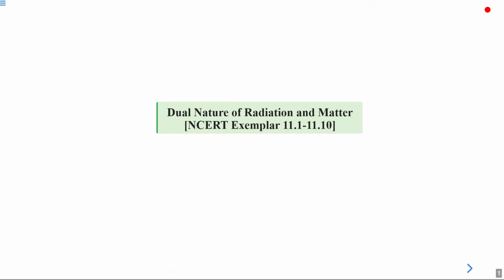Hello students, today we are going to discuss NCERT exemplar of chapter Dual Nature of Radiation and Matter.